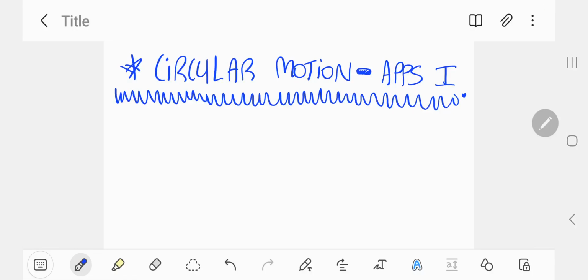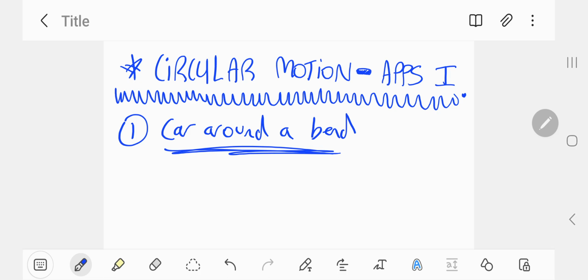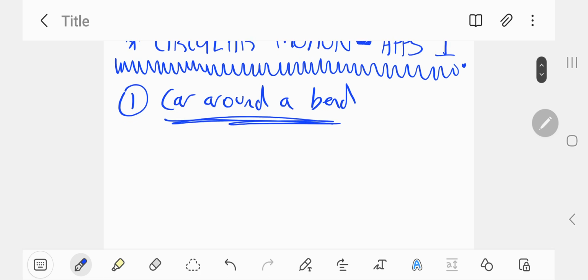In this lesson, I'm going to be talking about some applications of circular motion. In the previous two lessons, I talked about the basic maths and the basic physics, the reasoning behind how circular motion occurs. I'm now going to apply that to real-world scenarios. The first scenario I want to talk about is a car around a bend. In other words, a corner.